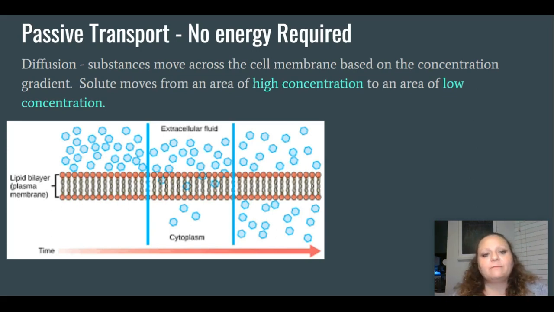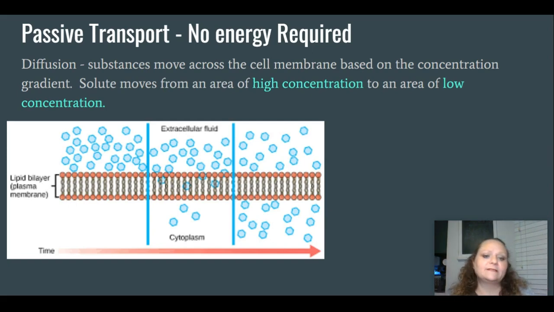So, diffusion means that substances are going to move across the cell membrane, and it's based on what we refer to as a concentration gradient. So, the concentration gradient literally just means that you have a high concentration somewhere and a low concentration somewhere else. And think of it like a ramp. We're going to move down the ramp from a high concentration to a low concentration because that's what's going to get us to an equilibrium, an equal concentration.